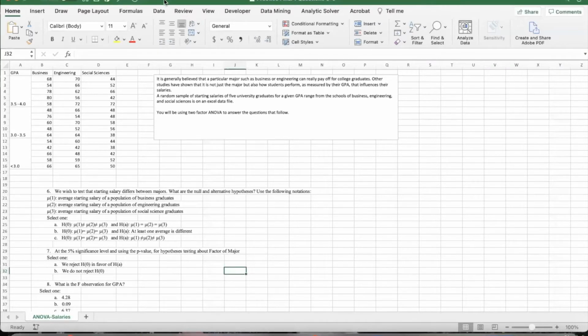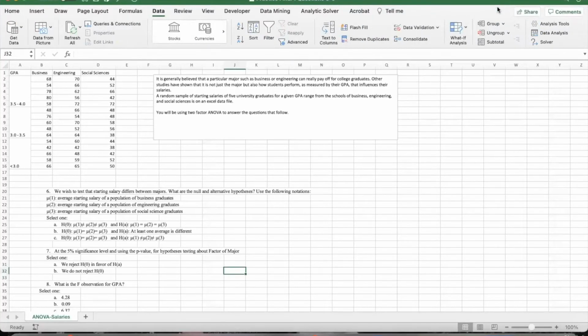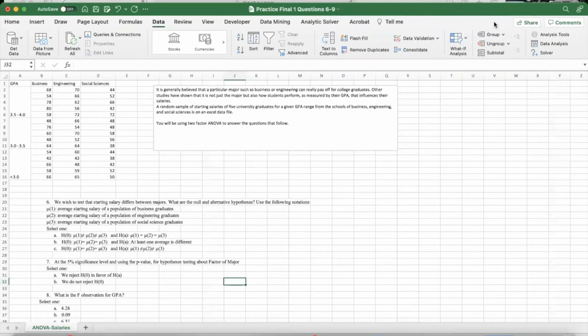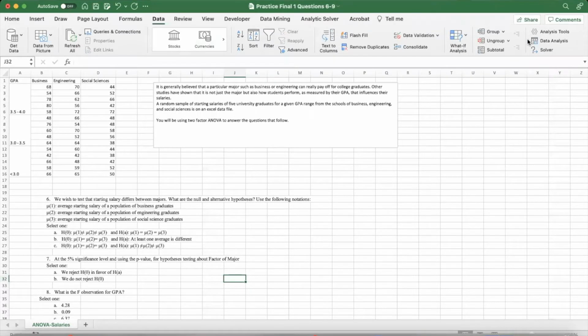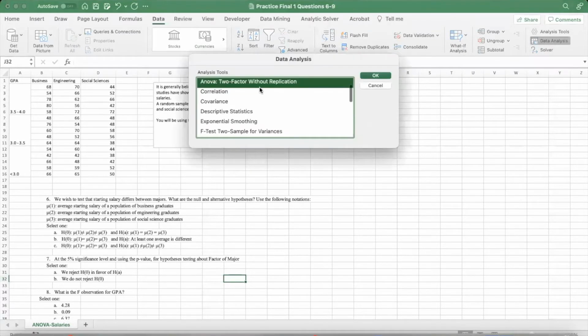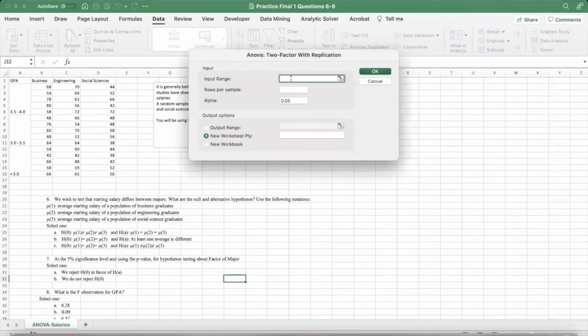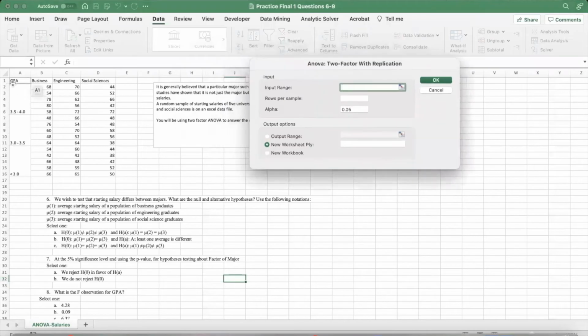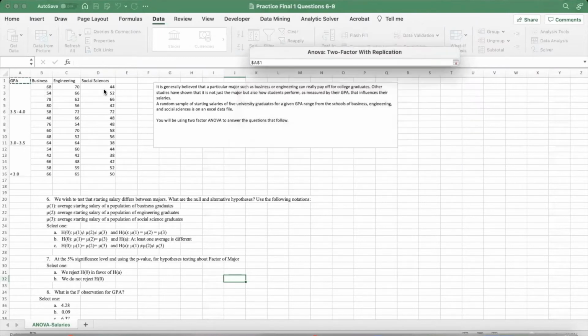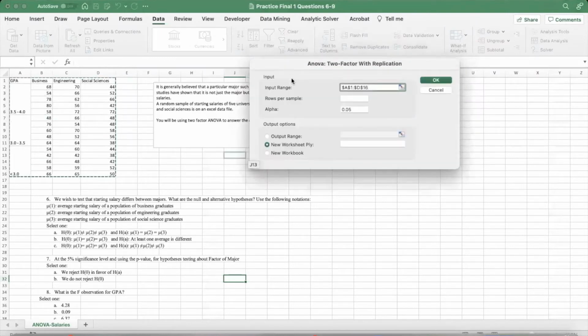Okay, so what we're going to do is go to data. Let me just move this here. Data analysis, two-factor with replication. Okay. Input range, you're going to include your labels. You need to make sure to include your labels when doing this, even though labels isn't here as an option. If you don't do it, it won't run correctly. So let's just do this.